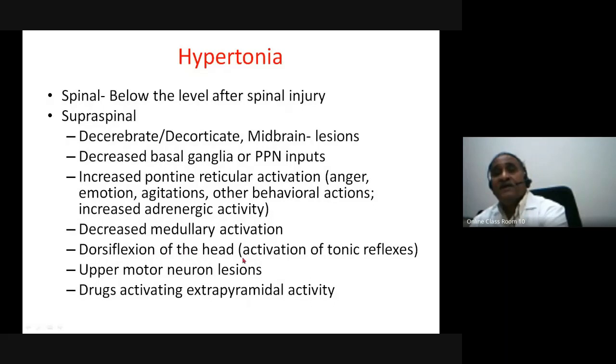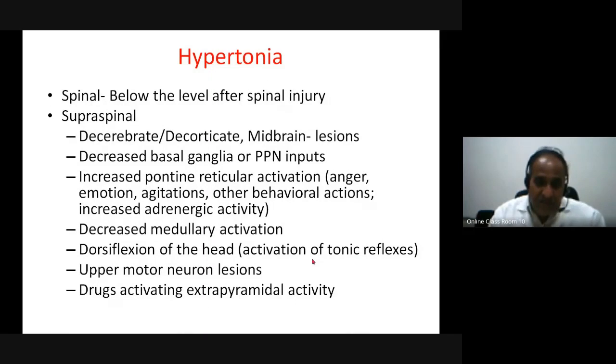Dorsiflexion of the head will enhance the tonic reflexes, activating both the tonic labyrinthine and the tonic neck reflexes, and increases the gamma motor neuron discharge. When we are eliciting the deep tendon reflexes, we will ask him to pull the limbs or clench the teeth. That is the Jendrassik maneuver, and it would enhance the gamma motor neuron activity.